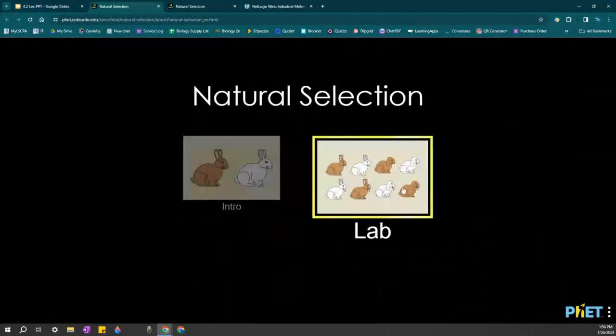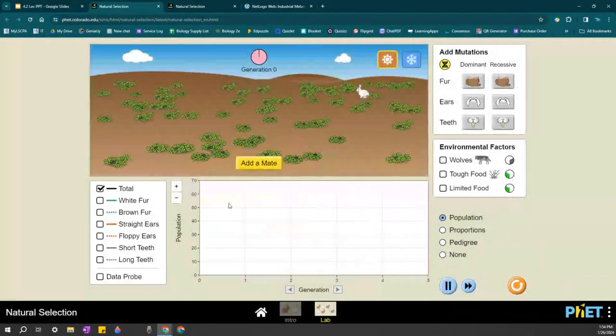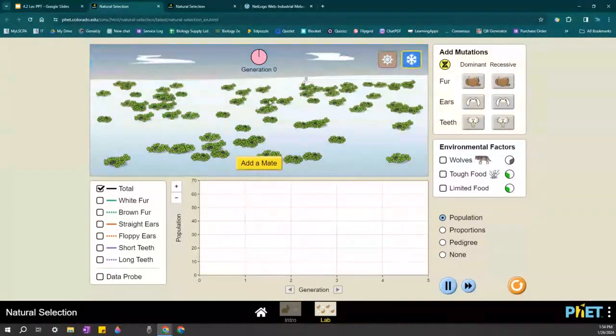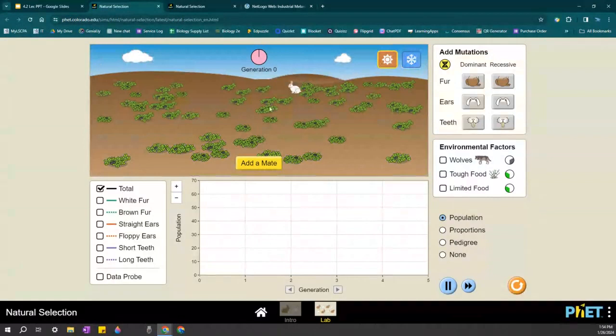It's another really great, fun simulation. But I'm not going to play with it because it does take a little bit of time. But here you can select different types of gene mutations that can occur, and you can select different types of pressures, like maybe tougher food or predation. You can also select whether it's winter or summer, which might make a difference of which bunnies can survive longer.